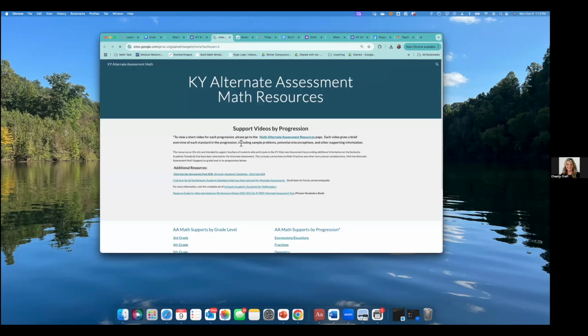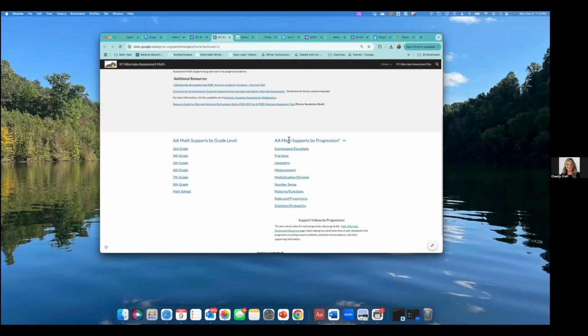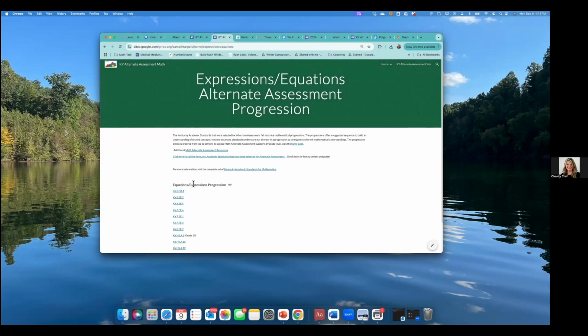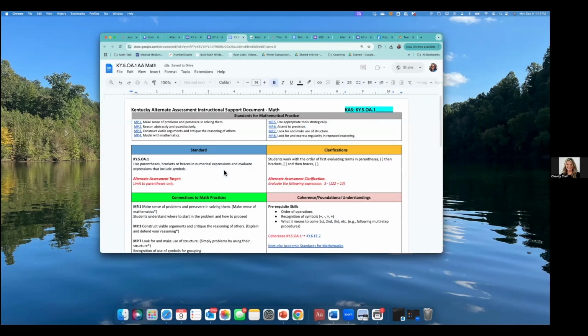Your math resources look like this. They're broken down by grade level, and then broken down by the progression. So if I was looking at each one of these as a progression of what do I need to teach first, second, third, this would be a great place to start. That's one of the things I like about the way we broke it down, because in expressions, it starts in fifth grade. What does it look like? We made it look very similar to the standards.